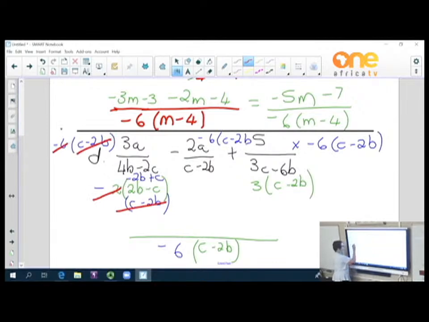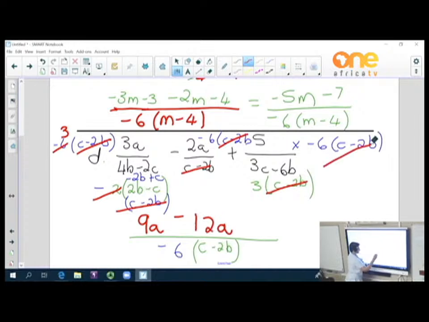-2 divides into -6 3 times. So there you have 9a. This will cancel out. So this will be -12a. This will cancel out. 3 divides into that one -2 times. And this is then 5 times -2, which is -10.